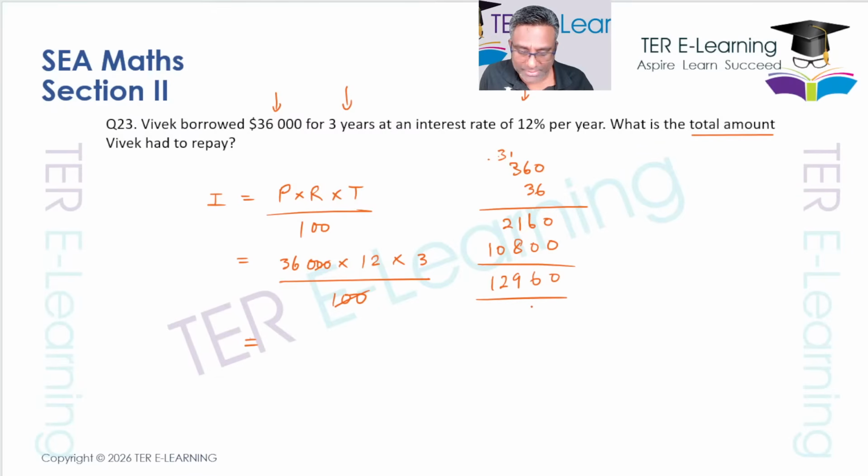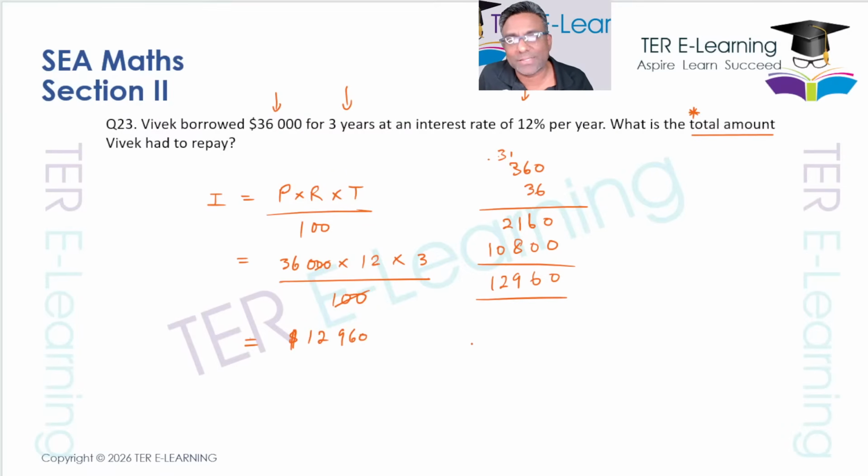So this here, is that correct? Or do I have an extra 0 that's not required? Let me see. Right, so it's 36,000 by 12 by 3. Right, so this is the simple interest. The simple interest is 12,960. Now look out for questions like this, right?